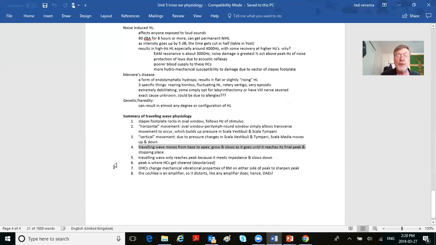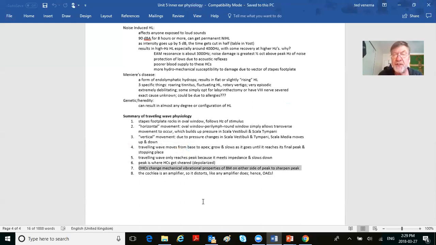Okay, the traveling wave only reaches a peak because it finally meets impedance and slows down. It's like me throwing a snowball against a house. The snowball is going to stay together until it hits the house. When a traveling wave runs into impedance as it runs up the cochlea, it's going to stop and peak at some unique place in the basilar membrane. The peak is where the hair cells get sheared or bent. Outer hair cells change the mechanical vibrational properties of the basilar membrane on either side of the peak to push it into a point, and that sharpens it.